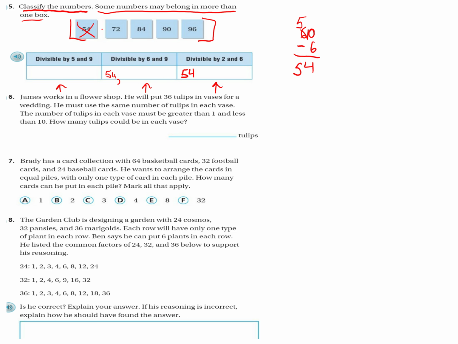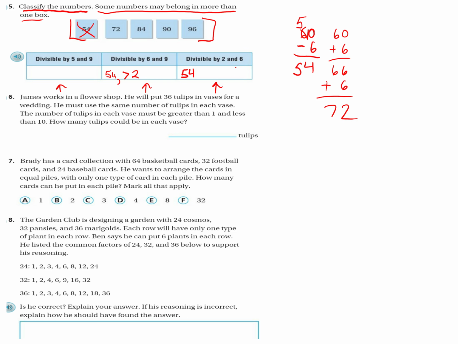And then I check, which boxes will 72 go into? Is it divisible by 5 and 9? No. Is it divisible by 6 and 9? Well, I know 9 will go into it. What about 6? Well, if I do my same strategy I used over here, count up to 60, now I need to get bigger though, so I add 6, that's 66. Add 6 more, that gets me to 72. So yes, 72 will go into this box as well.